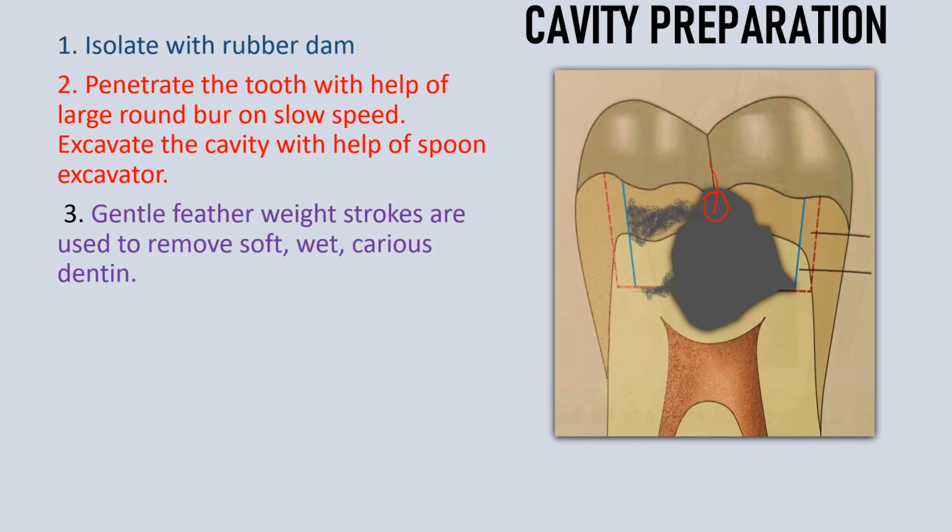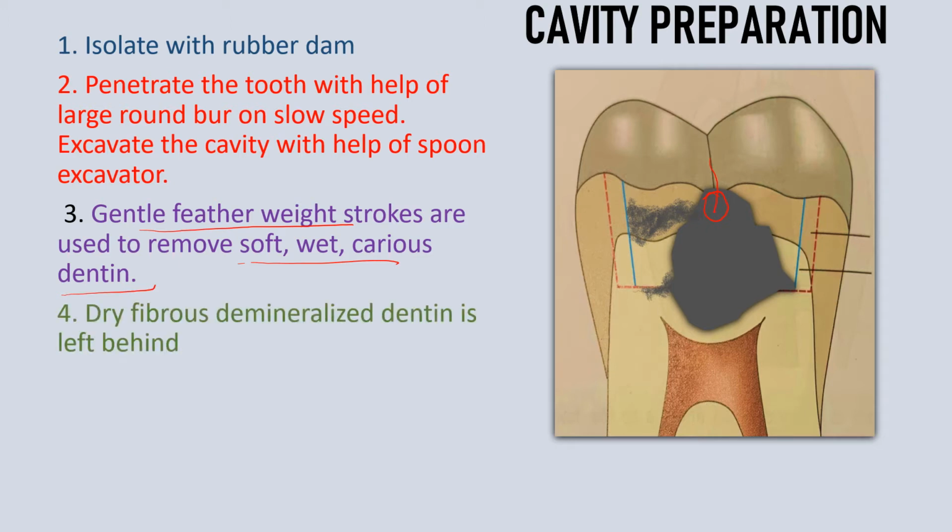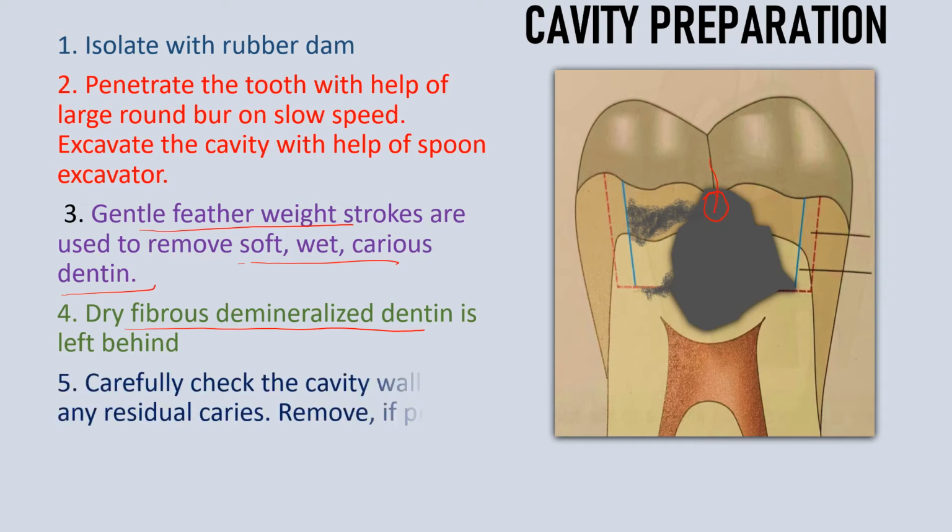We use the spoon excavator with gentle featherweight strokes to remove soft wet carious dentine. Of all the soft dentine, we try and remove it. And what do we leave behind? We leave behind dry, fibrous, demineralized dentine. This dentine is relatively hard and it offers some resistance to the scraping motion of the spoon excavator. So, we come to know that this leathery kind of dentine we should leave behind.